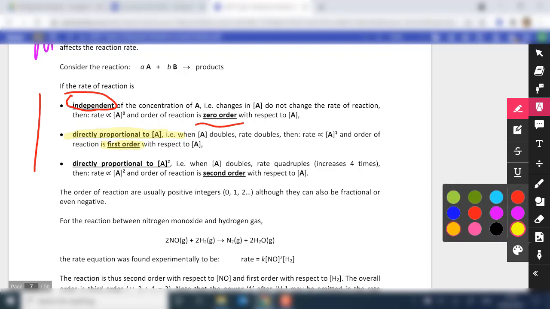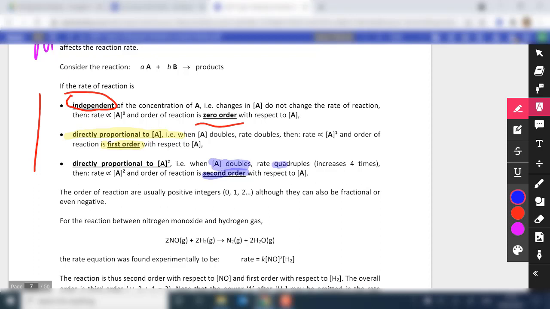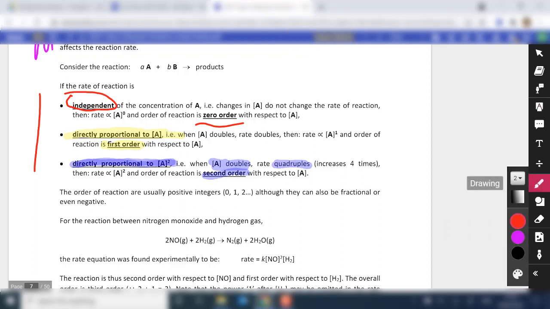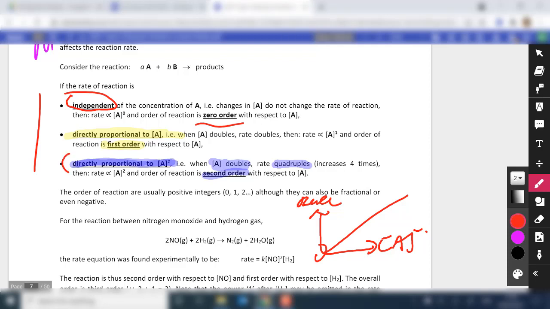Then of course the next thing is, what about second order? Second order is actually less common, but when you double the concentration of A, the rate quadruples, so it increases by 4 times. Another way to put it is that the rate is directly proportional to the concentration of A squared. So if you plot rate against concentration of A squared, you'll get a straight line that passes through the origin. That's what directly proportional means.